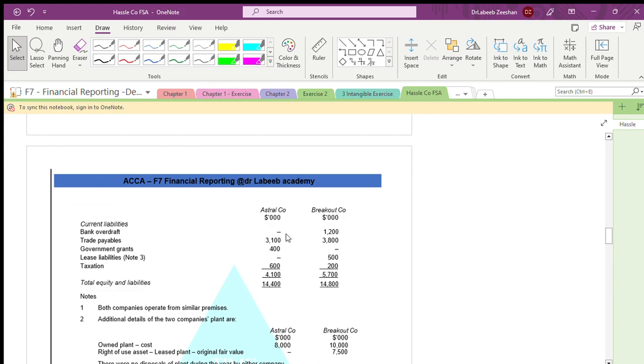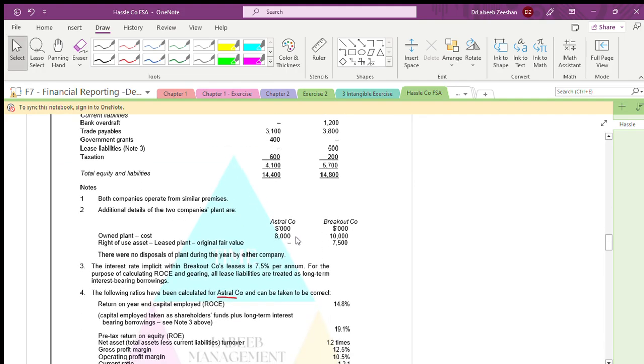They gave you the things. They're talking about the two different things. Both the companies operate in similar premises.